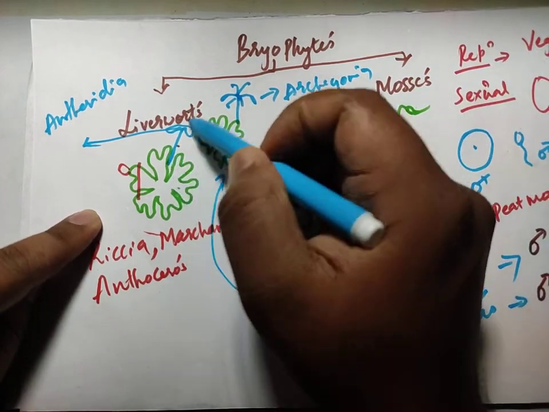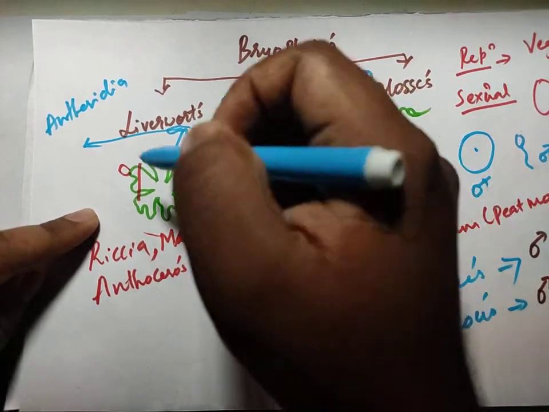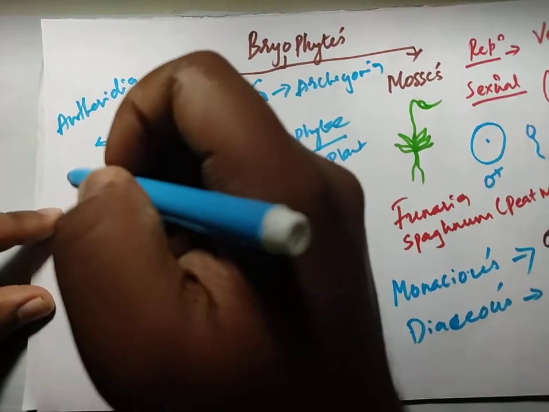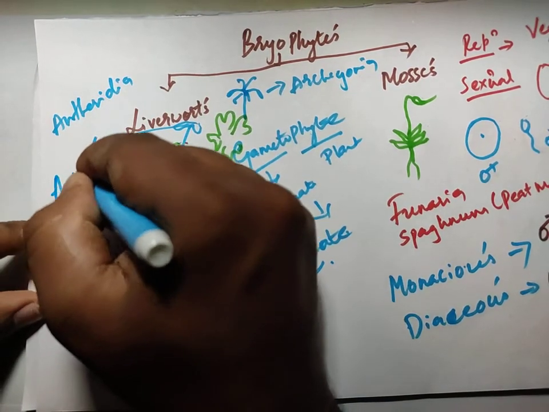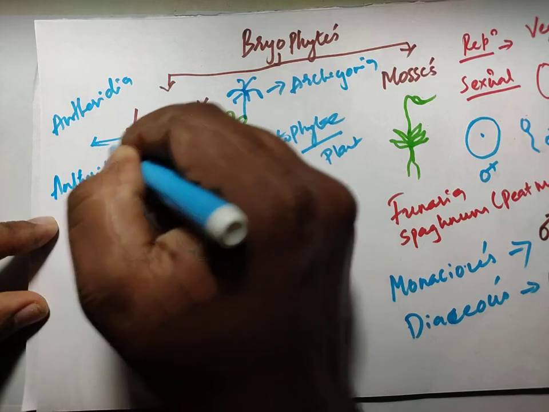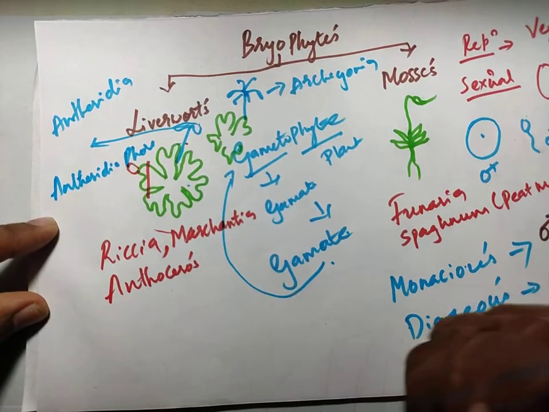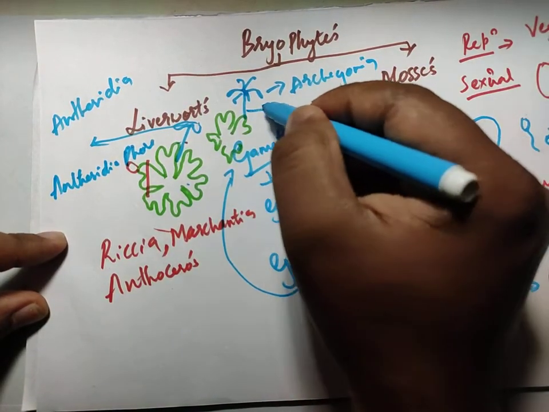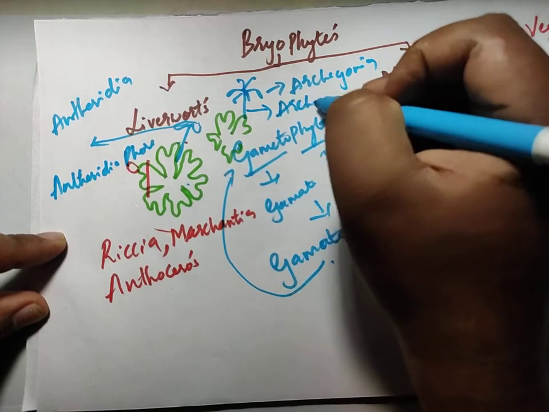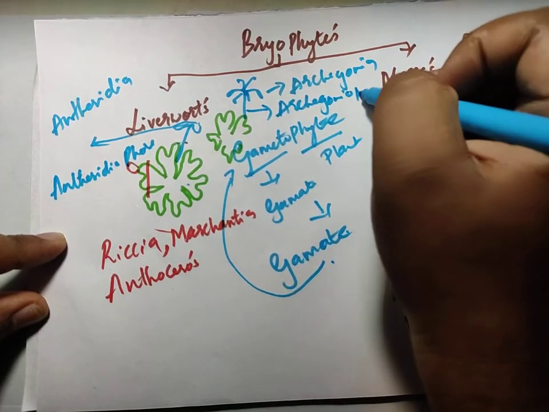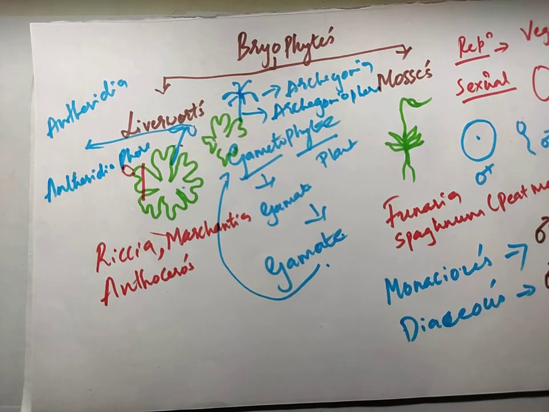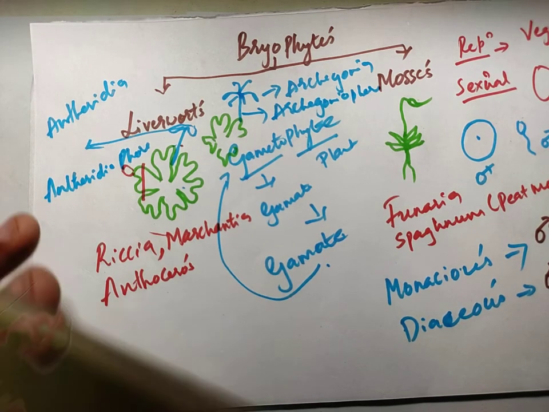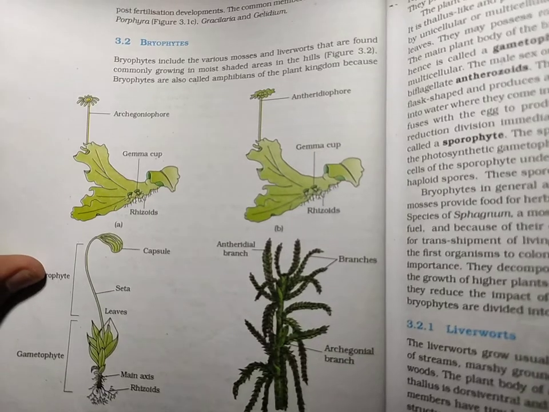Now this stalk, what we have here, that is called as antheridiophore. See here, antheridiophore, and this stalk, that is called as archegoniophore. See here, it is called as archegoniophore. So it is clearly shown in your NCERT textbook. See here, this is the NCERT textbook.